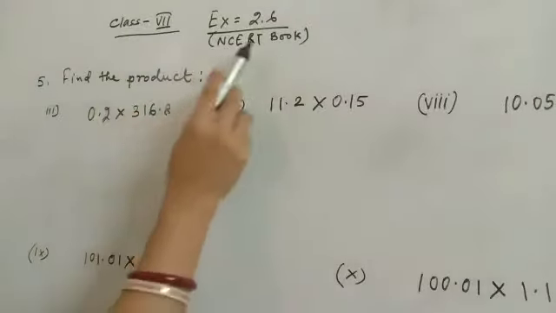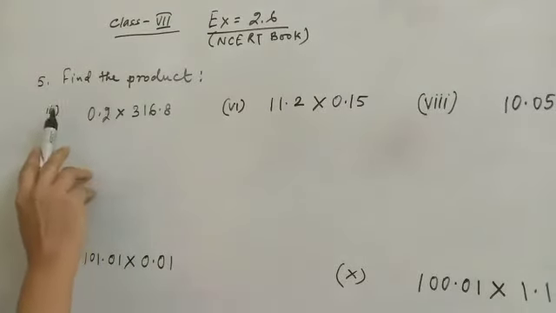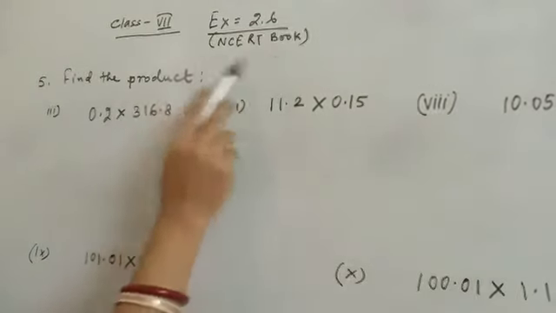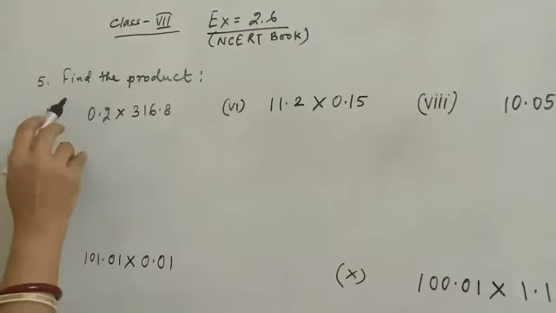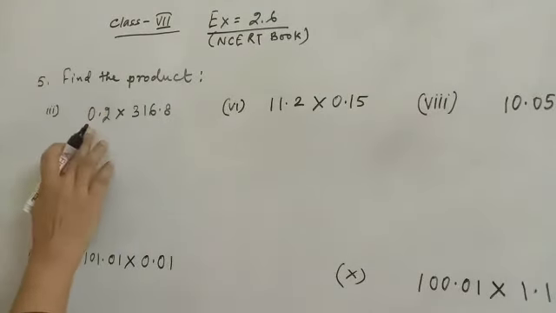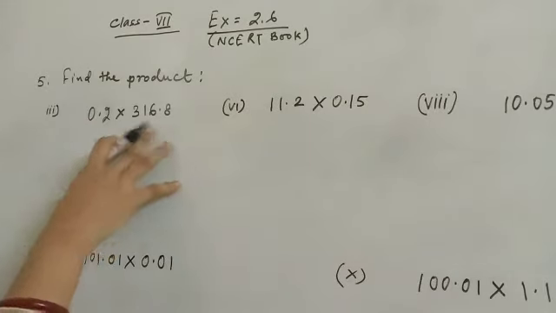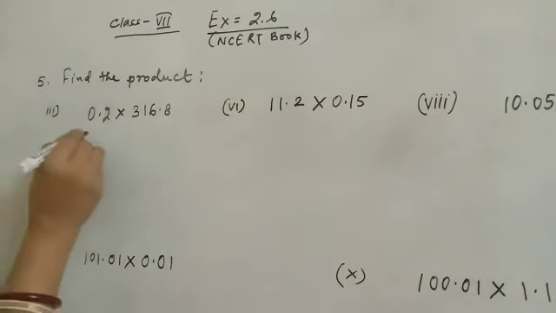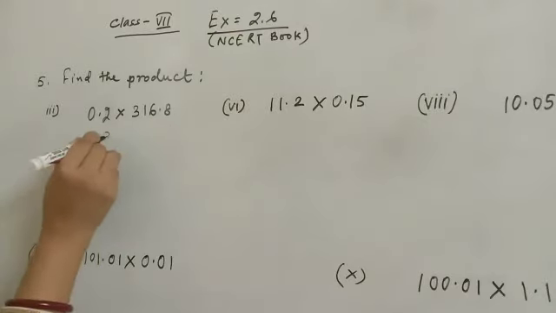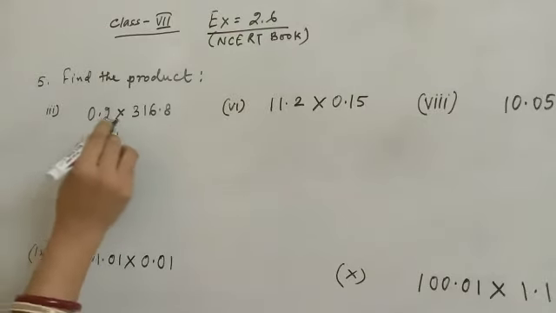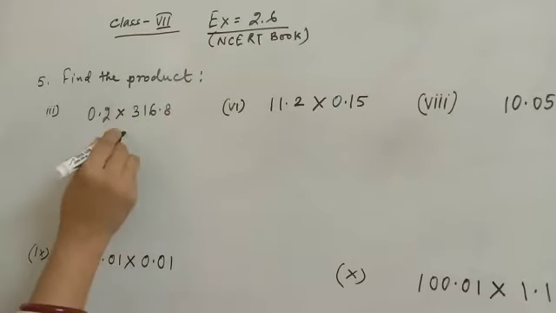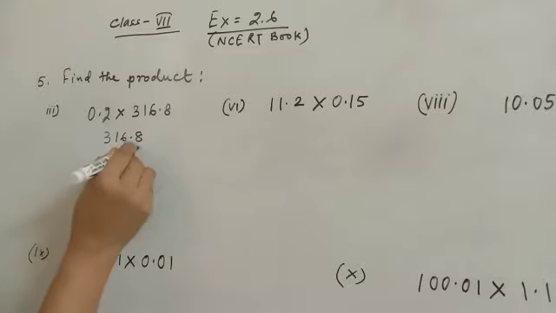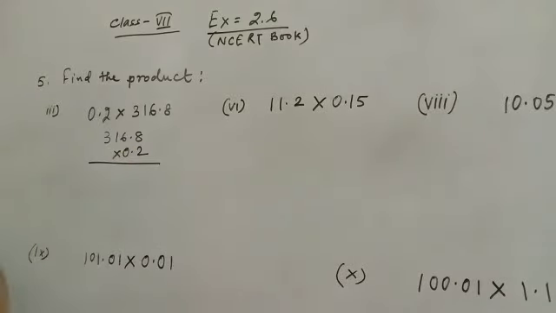Today we will do exercise 2.6 question number 5, the last question of this exercise from your NCERT book. Now here also you have to find the product. Two numbers are there. The two multiplicands are decimal numbers. So how to do? When you are multiplying this, you write 316.8 into 0.2. You need to multiply all this.